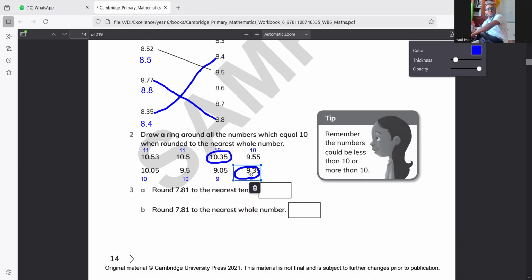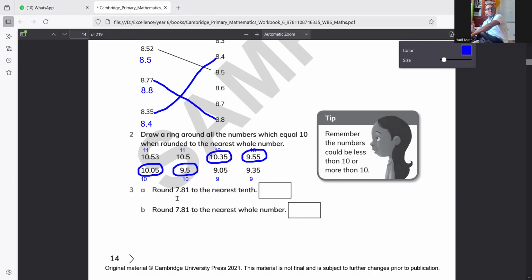You go draw a ring around this one, 9.55. And you go draw a ring around this number, which is 10.05. And you go draw a ring around this number, which is 9.5. And that's it.